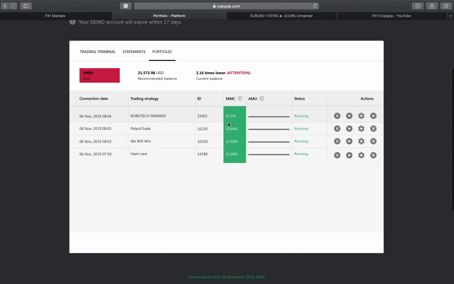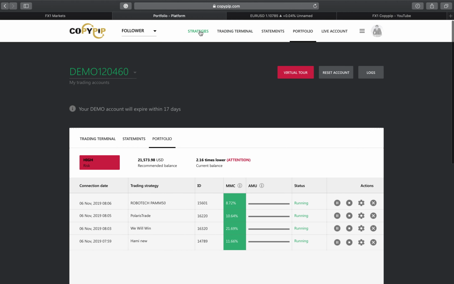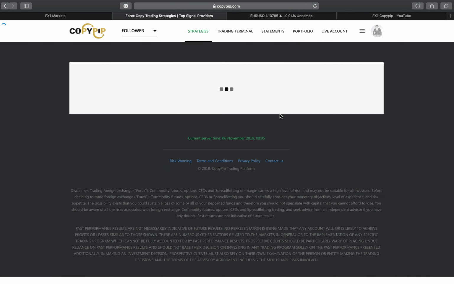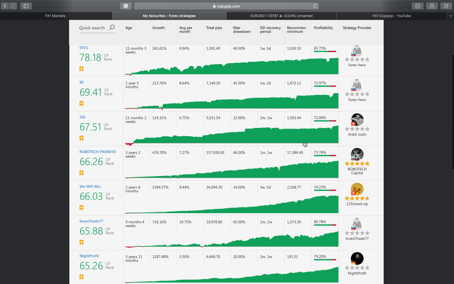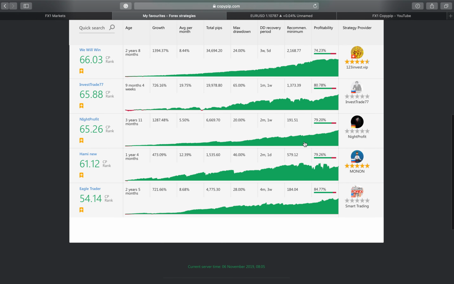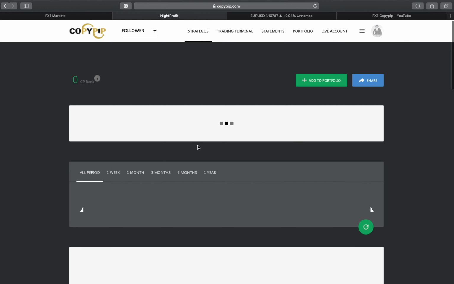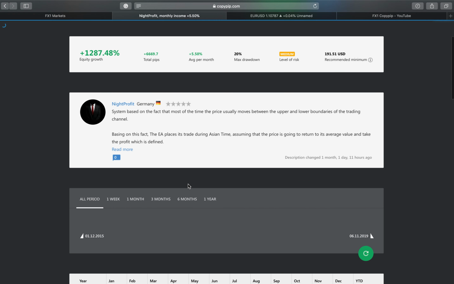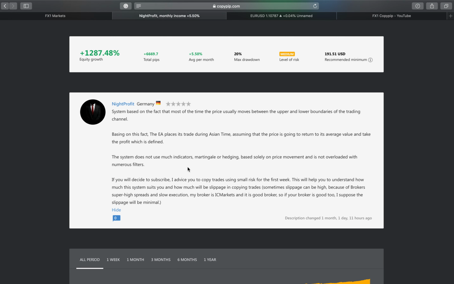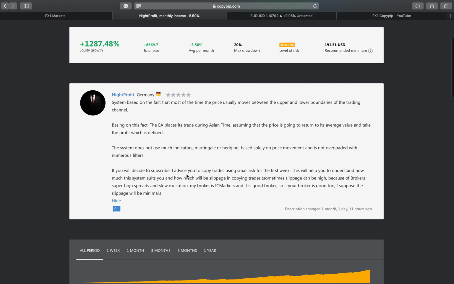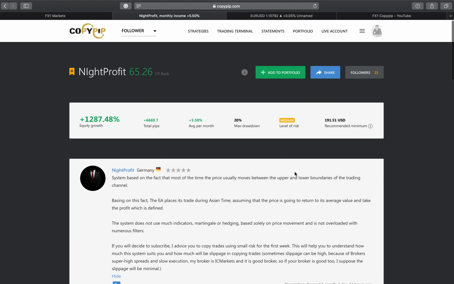So in total here we might have 40, 40, 50. So we can add more traders. Okay, so I'm going to add one more trader, maybe 2. I go to favorite. Of course, I did my research and I know what these traders are doing, and I read their portfolio. Sometimes what they write here is going to help you a lot, like the advice. I advise you to copy trades using a small risk for the first week. It means you go small.